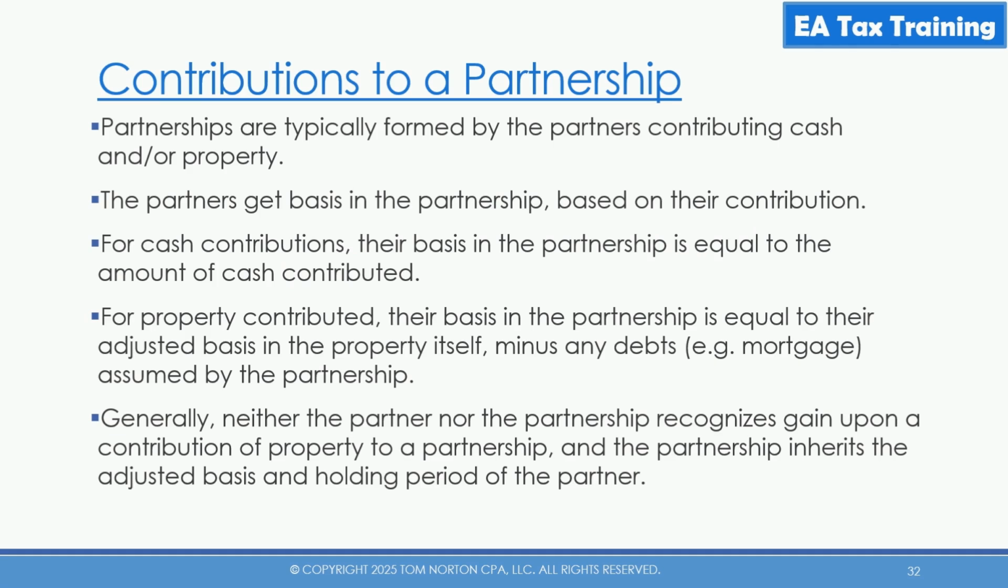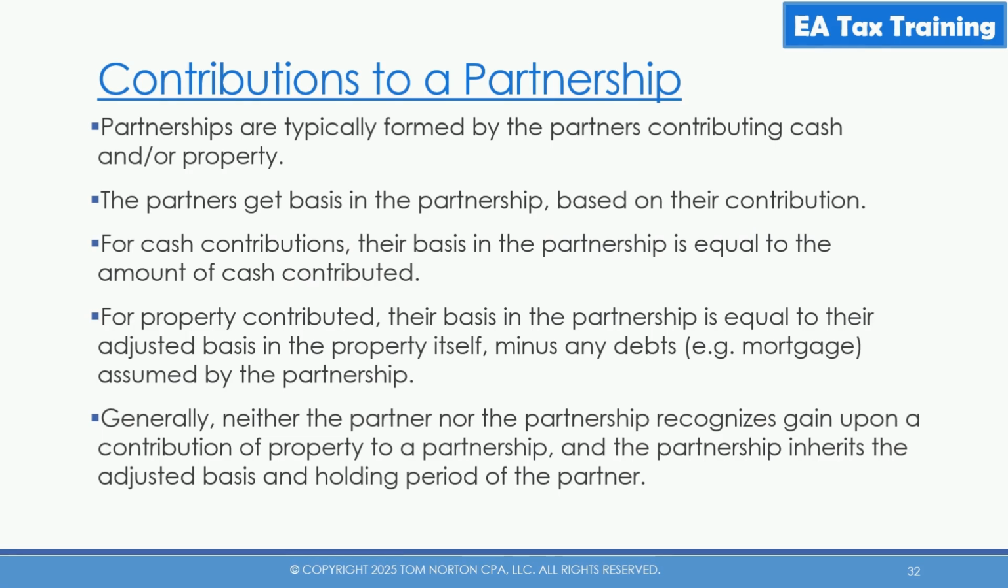For property contributed, their basis in the partnership is equal to their adjusted basis in the property itself minus any debts that are assumed by the partnership. So if they give a building and the building has a mortgage and the partnership is going to assume that mortgage, then you have to subtract that from the adjusted basis in order to determine the partner's basis in the partnership. But discounting that, if they are contributing something other than cash, then their basis in the partnership is the same as their adjusted basis in the property itself.